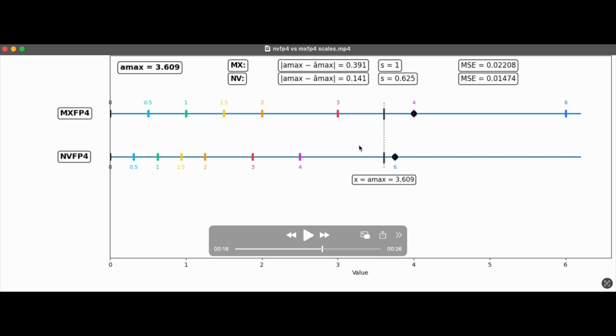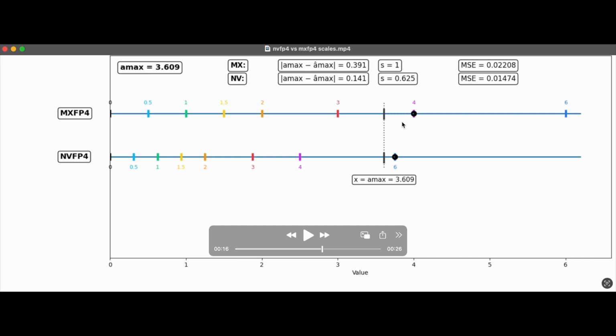However, given exactly the same input distribution and the same maximum value, in this case 3.609, the values are mapped differently. For example, in NV, you can use almost the entire available centroid range to represent the input distribution. In contrast, with MX, you don't get access to the full available range. You can only use a limited number of centroids from 0 to 4, while the highest centroid 6 is effectively unavailable for this input distribution. This is the main drawback of using a power of 2 scale factor.